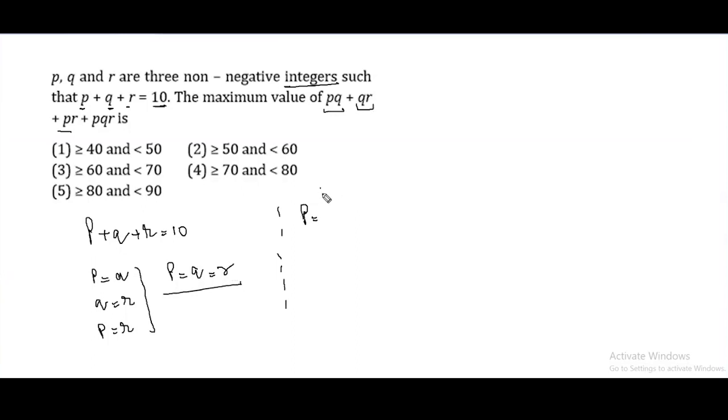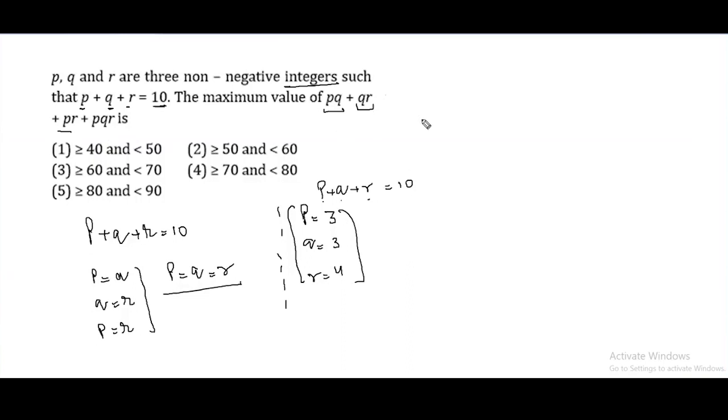So if I see 10, the three close numbers of 10 are 3, 3 and 4. You can take them in any order, the answer will not change. These are the close values. 3, 3 and 4 are the close values. I cannot take 4, 4, 2. 4, 4, 2 will not be a close value. The closer values are 3, 3 and 4.